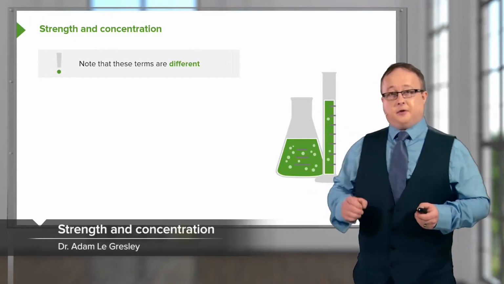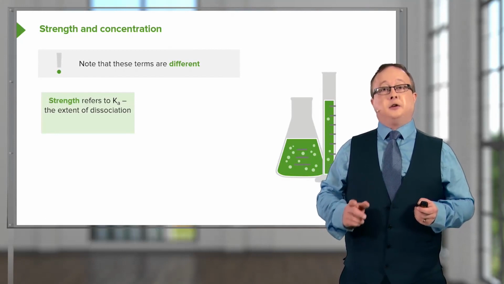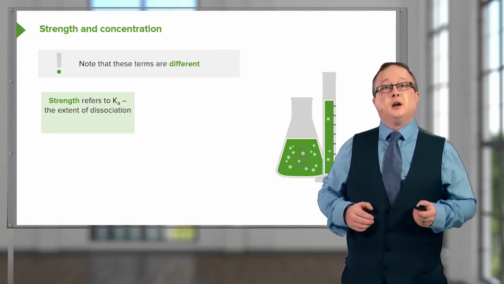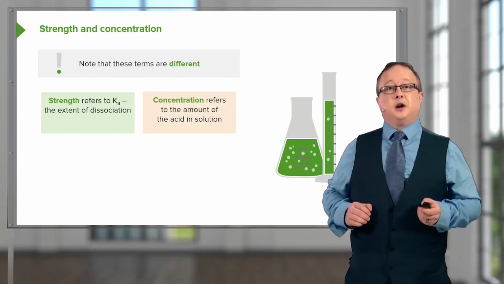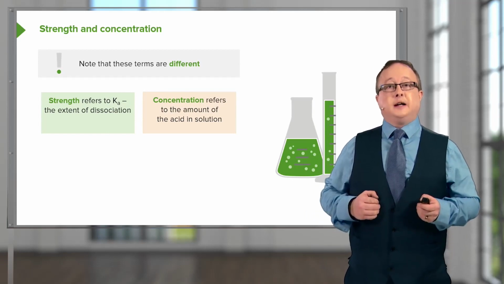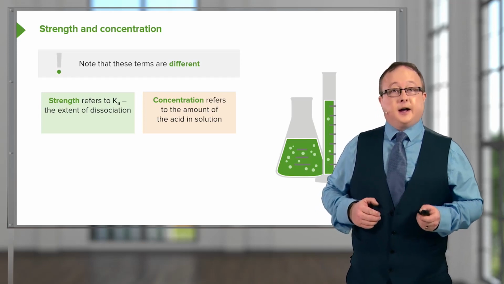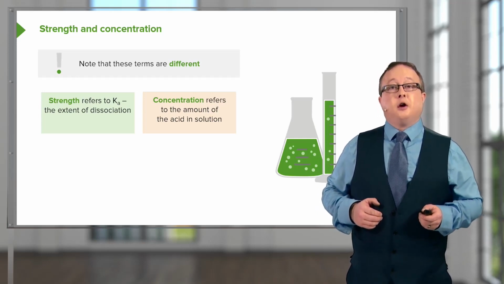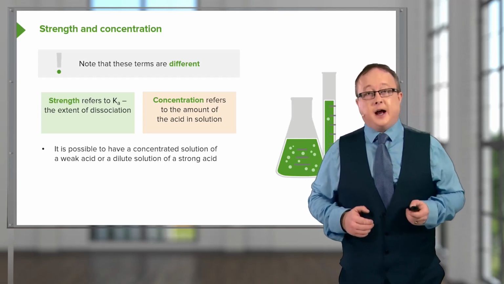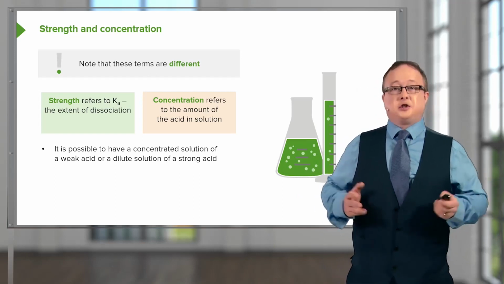So, note the difference between strength and concentration. Strength relates directly to Ka, the acidity constant, for a given dissociation. Concentration, on the other hand, relates purely to the amount per litre of a given ion. Strength refers to Ka, and concentration refers to the amount of acid actually in solution. So therefore, it's possible to have a concentrated solution of a weak acid or a dilute solution of a very strong acid.